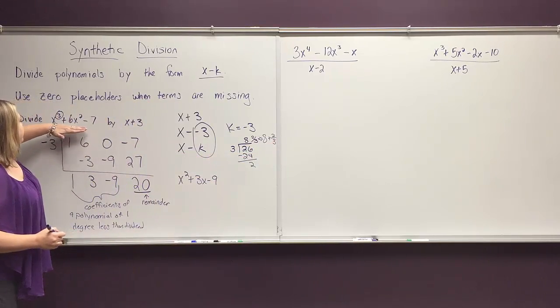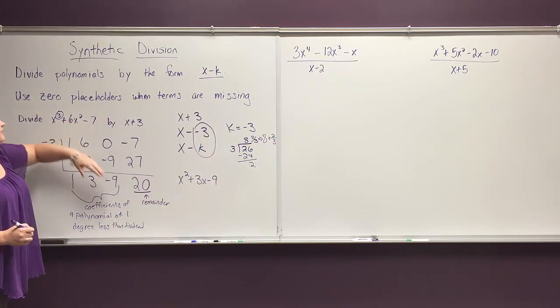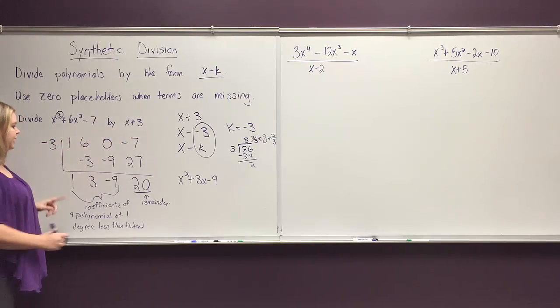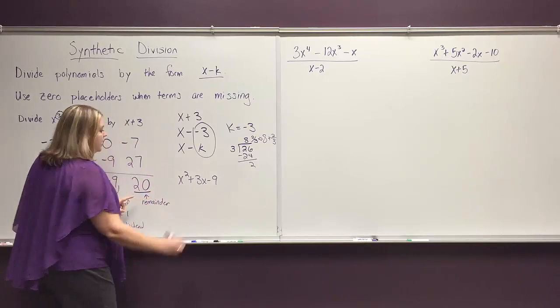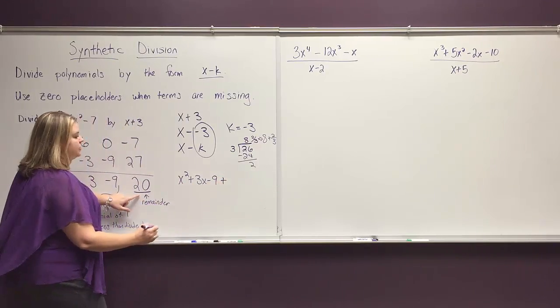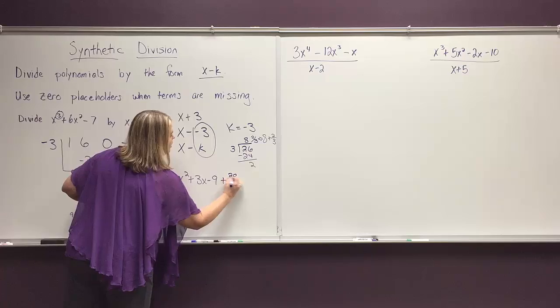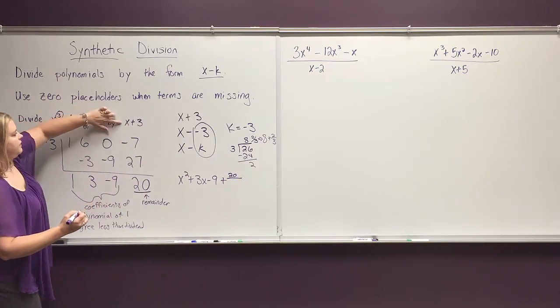So over here, x cubed plus 6x squared minus 7 divided by x plus 3 gives me x squared plus 3x minus 9 plus the remainder 20 over the divisor x plus 3.